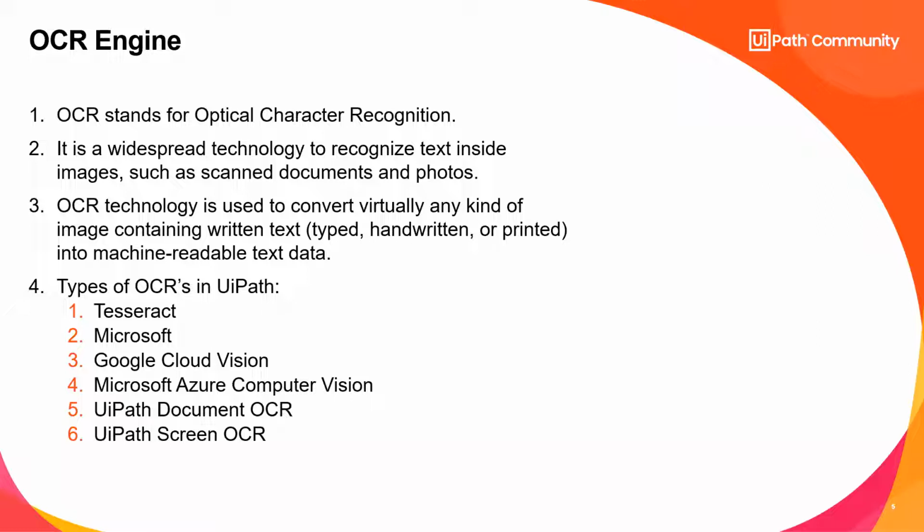So what are the different types of OCRs we have in UiPath Studio? Tesseract, which is powered by Google, Microsoft OCR, which is powered by Microsoft, and Google Cloud Vision. Tesseract and Microsoft OCR are the free OCRs. Google Cloud Vision OCR is by Google, and Microsoft Azure Computer Vision OCR is by Microsoft. Then UiPath Document OCR and UiPath Screen OCR, and we have three more: OmniPage OCR, which is also a free version, and ABBYY OCR and ABBYY Cloud OCR. So all these are paid versions.